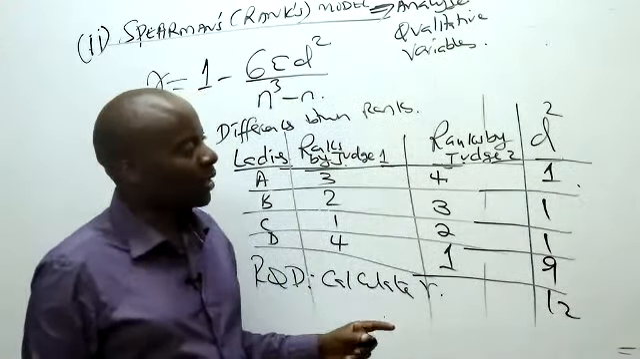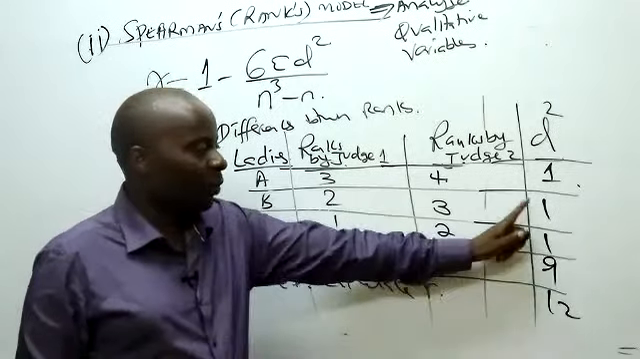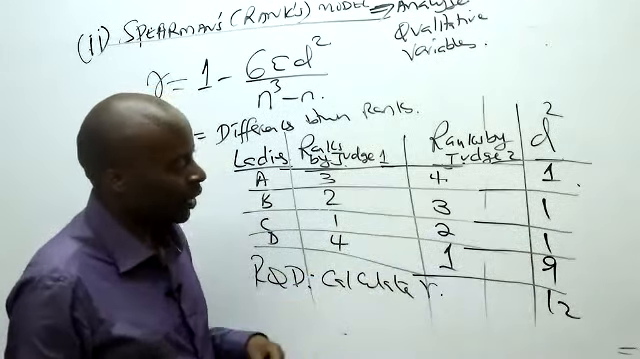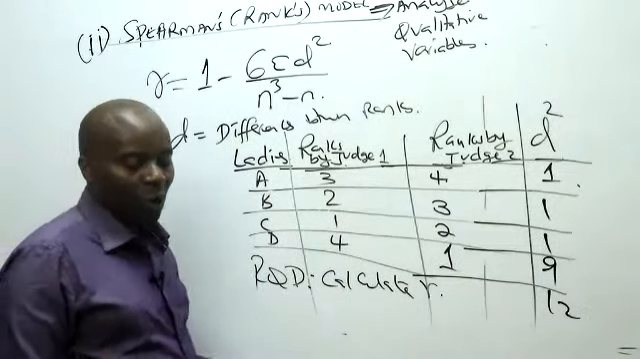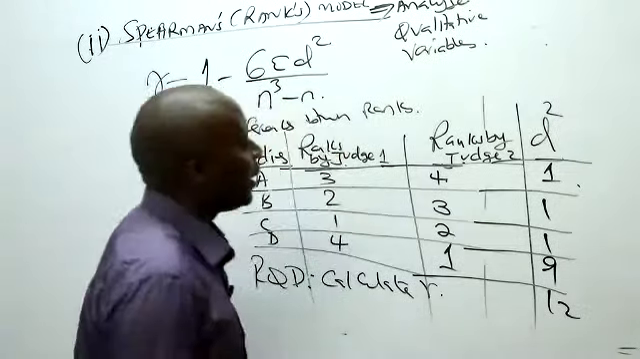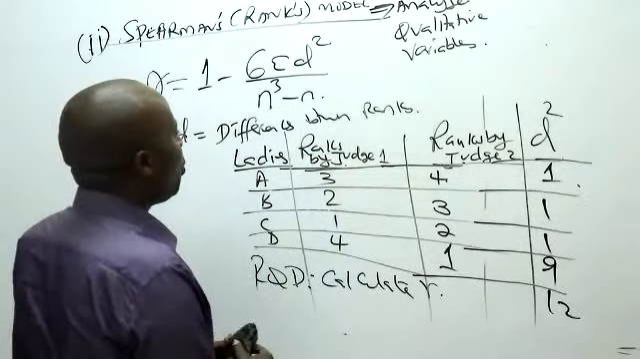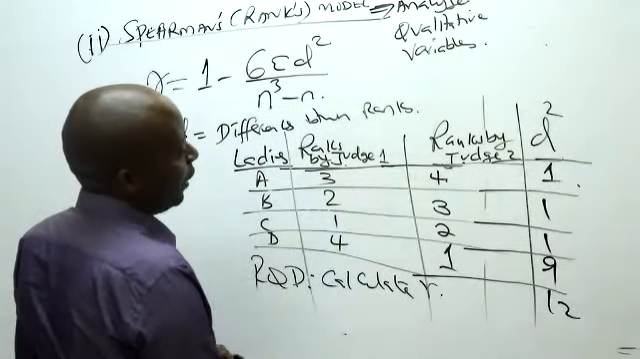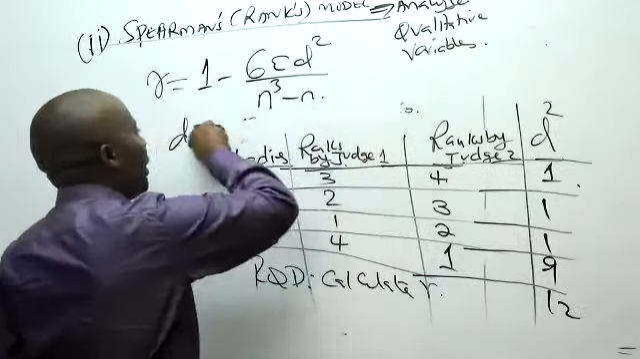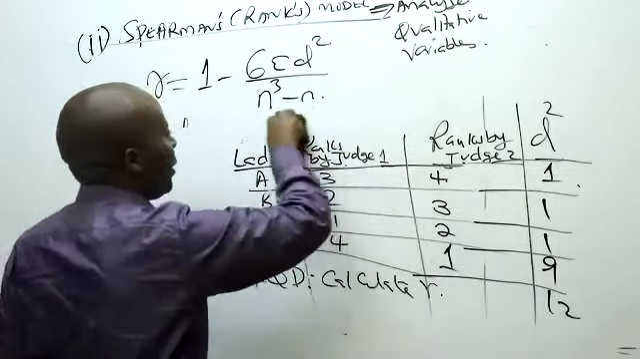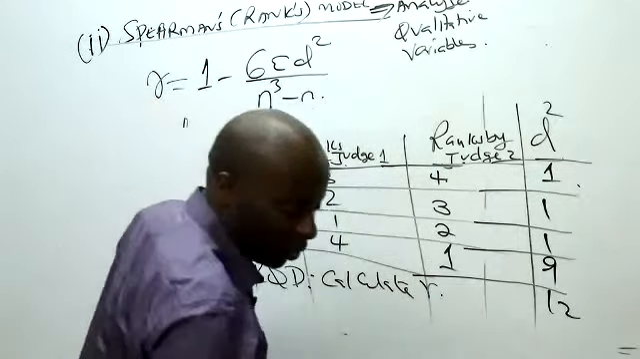Summation of D squared, I'm able to see a figure of 12 when you add the 4 figures. So ladies and gentlemen, the next thing that I would want you to give me very first is the N. N represents the number of objects, number of items. In this case, it will be number of ladies who are being analyzed.